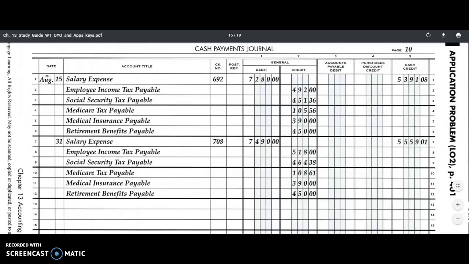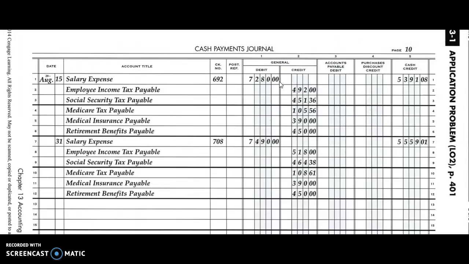So if you bring your finger across the line for the August 15th, you can see all of the dollar values that you are using come right from there. You've done all the hard work when you've done your payroll register. So because this is the employee tax payment and payroll, the debit amount is going to be the total of the total earnings here. Then your cash credit amount is the net pay amount.